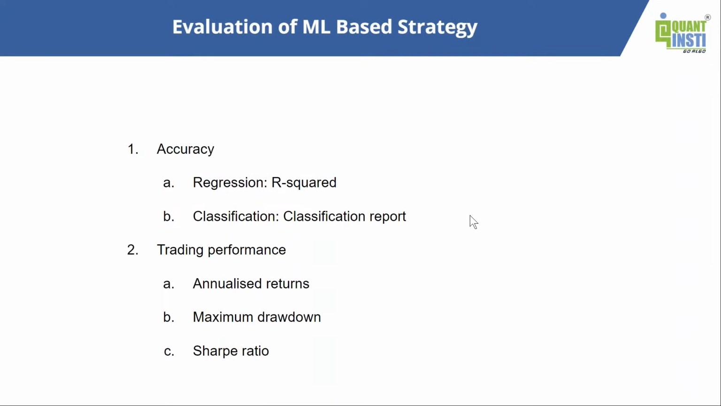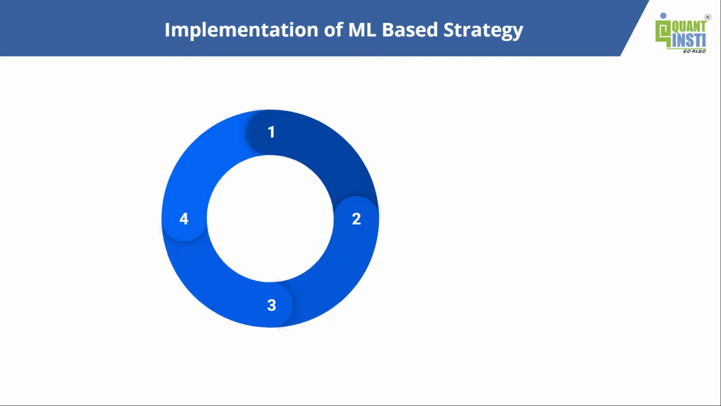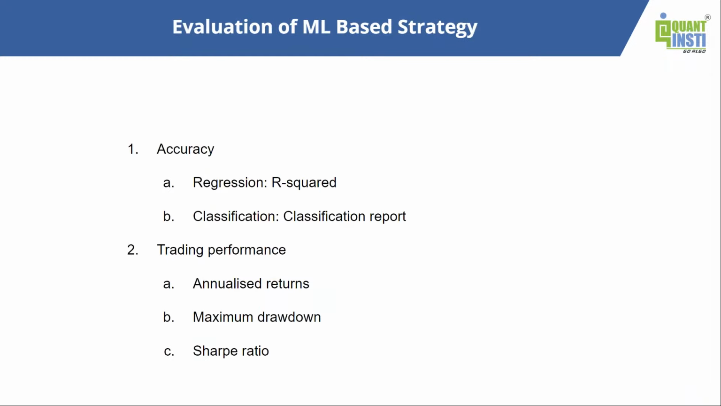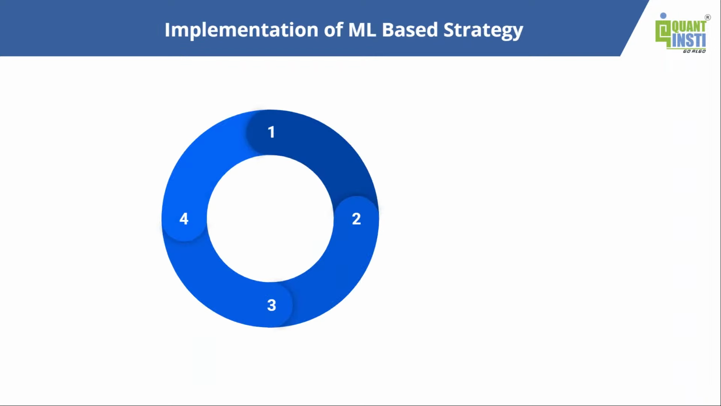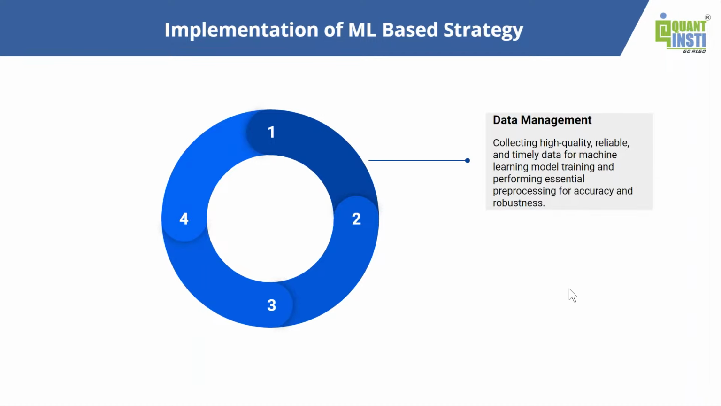So this is what happens in evaluation. And the last part would be implementation. So the discussion here is how do you evaluate and how do you implement. Here I'm going to show you 4 important parts of implementation of an ML-based strategy, which should be clearly understood or continuously done when you are implementing. The first one would be data management. You should definitely get high quality data and also data without any gaps.